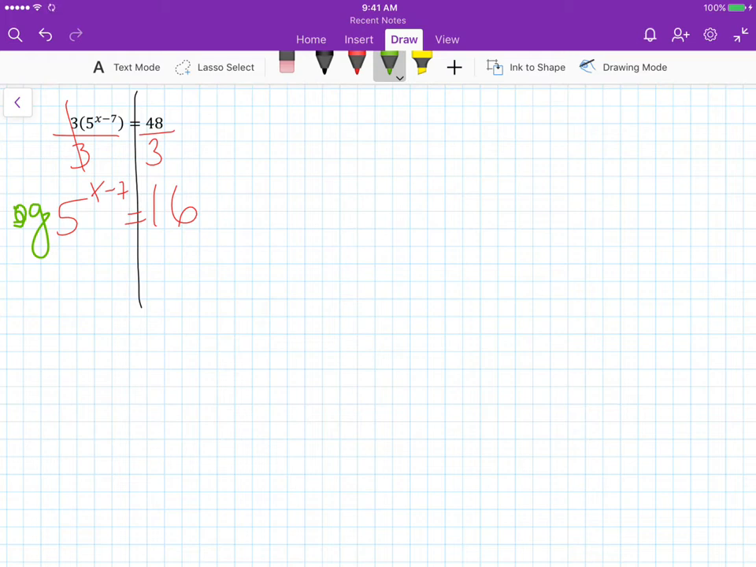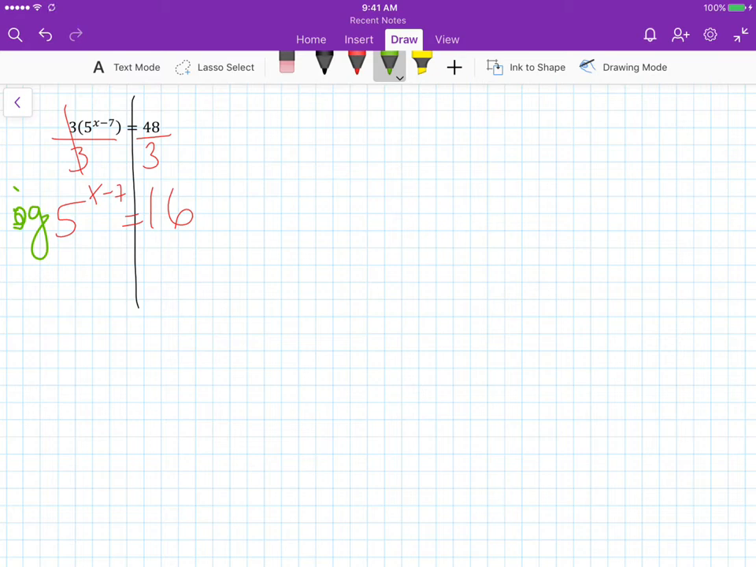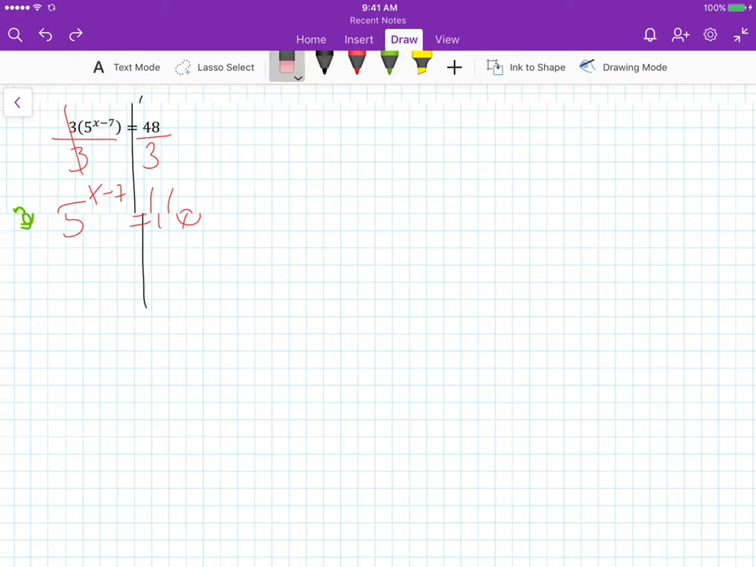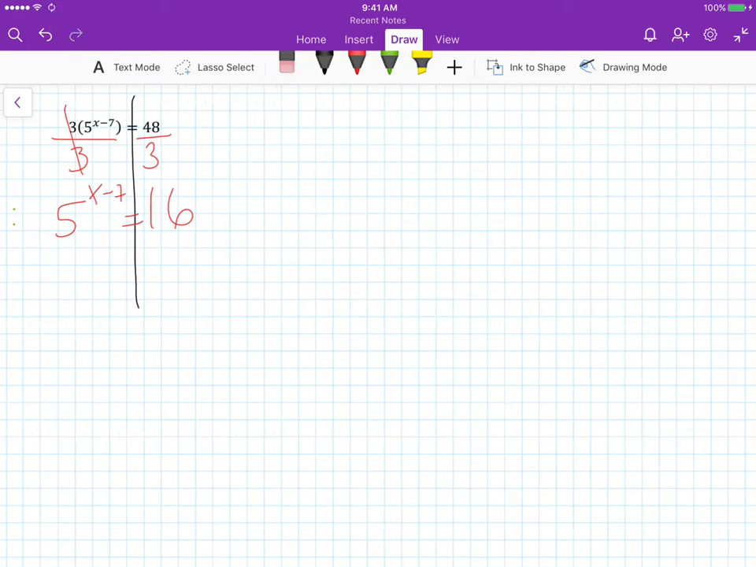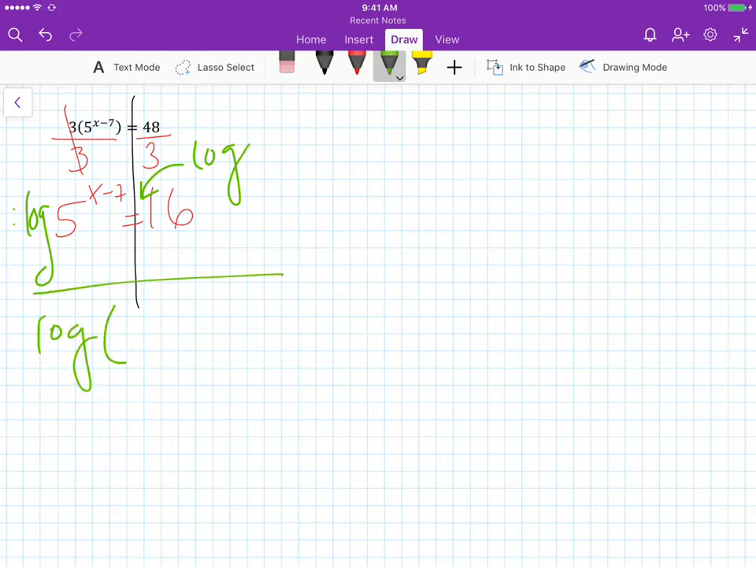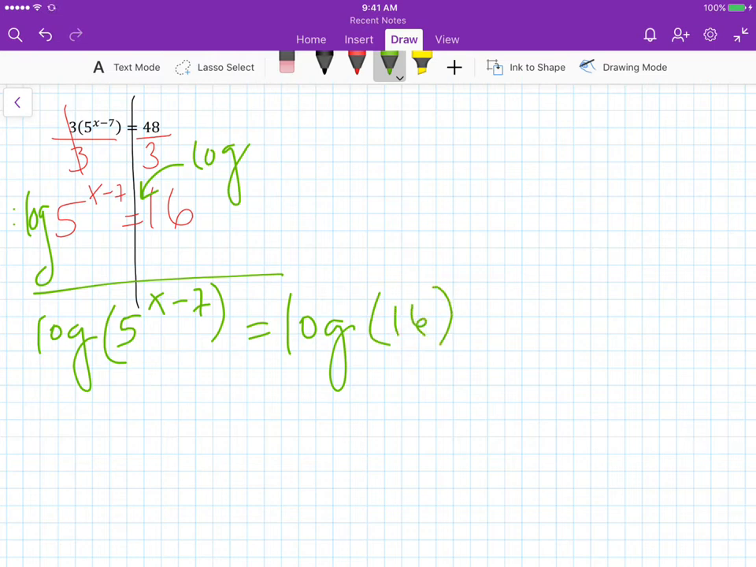If I do something on one side of the equation, let me just do that again. If I log the side on the left, I also need to log the side on the right. So if I'm going to say log of this, I also need to say log of 16. So my new line should say log of 5 to the x minus 7 equals log of 16. That way I'm not changing the value, I'm keeping my equation balanced or equal.